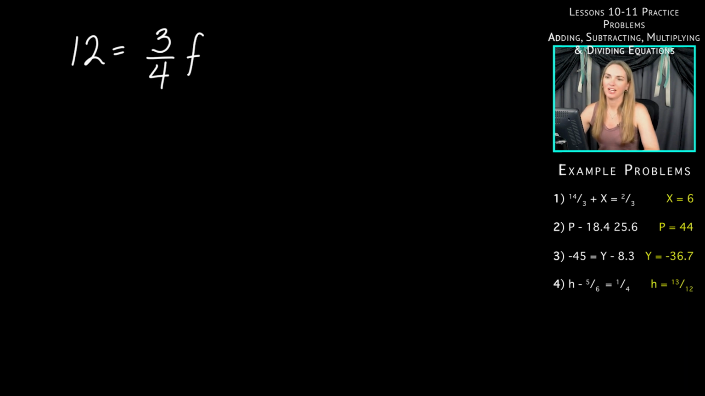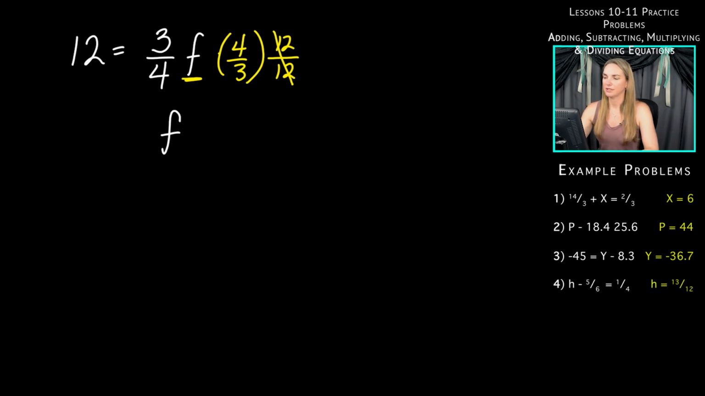All right, let's go ahead and try it. So we want to get the f by itself. And so right now I'm multiplying by 3/4, which is a fraction. And the opposite of that is actually multiplying by the reciprocal, 4/3. And here's why. 3 times 4 is 12. 4 times 3 is 12. And 12 over 12 is 1. So that leaves me with f on this side of the equation.